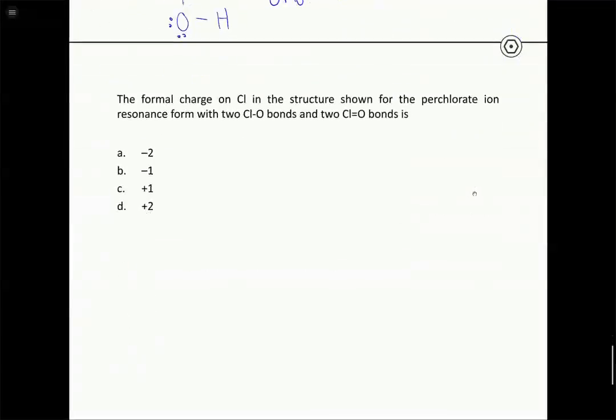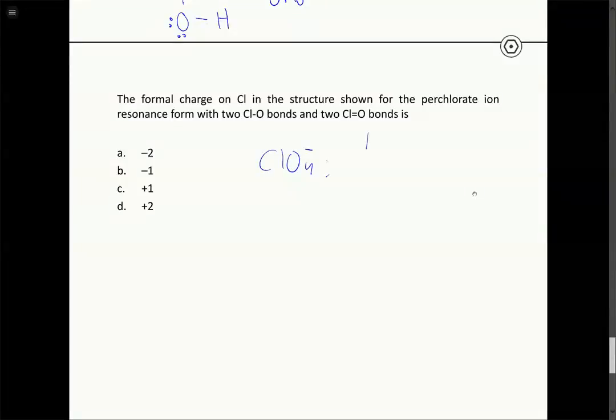Alright, and then here is another question dealing with formal charge. In this case we're looking for the formal charge on chlorine in the structure shown for the perchlorate ion resonance form with 2 ClO single bonds and 2 Cl double bond O's. I don't think this one had a structure drawn for you, but we can draw this based on the information in the problem. So perchlorate is ClO4 minus, and so we have 1 chlorine that has 7 valence electrons.